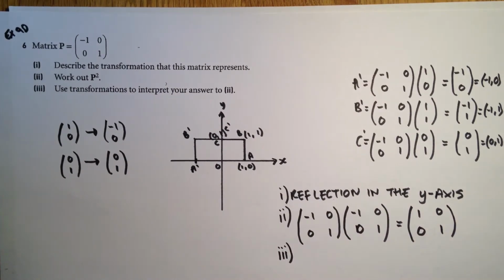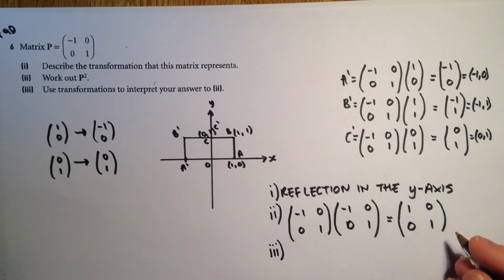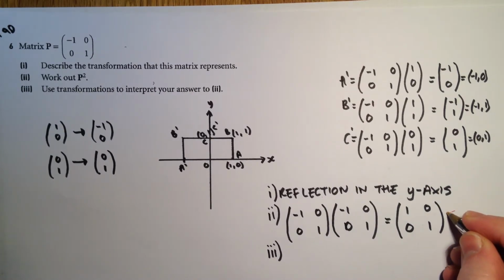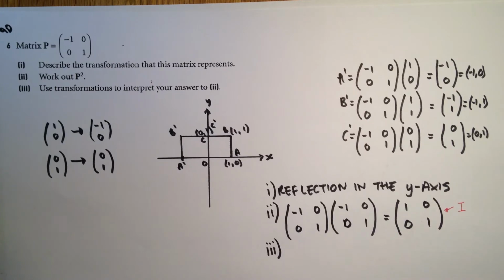Question 3. Use your transformations to interpret your answers to 2. Well, you may recognise this thing here. This is called the identity matrix. So this is I, which means that it doesn't do anything. It's back to the original shape.